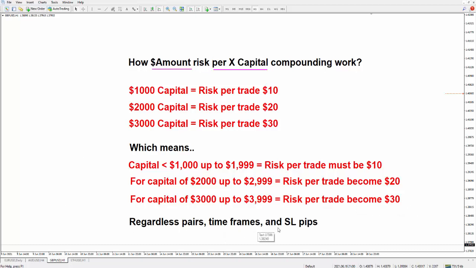Regardless of pairs, time frames, and stop loss pips, you know ahead of time that this is the amount I'm willing to lose per trade. And that way, it will make you feel comfortable when you enter a trade because you already know the amount that you are going to lose or win ahead of time. And this is a very good risk management in trading.